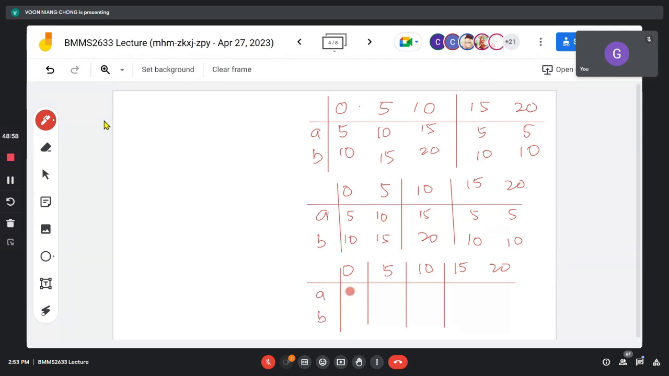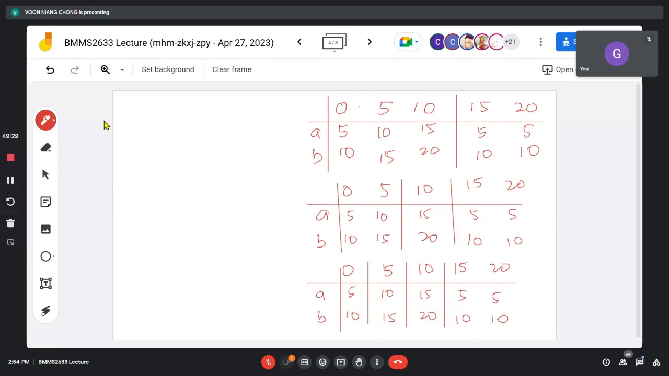So 0 is 5 and 10. 5 is 10 and 15. 10 is 15 and 20. And 15 we have 5 and 10. 20 we have 5 and 10. So we pick again. Now we have 5, 5, 10, 10. Okay? So all are in the different group already, right? Then continue the classes. So we have 1, 2, 3, 4, 4 classes.